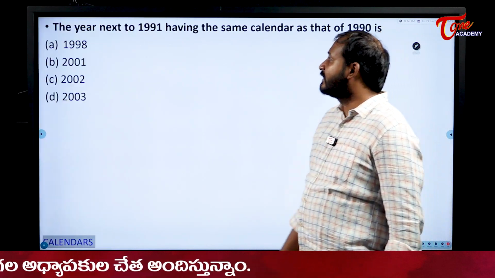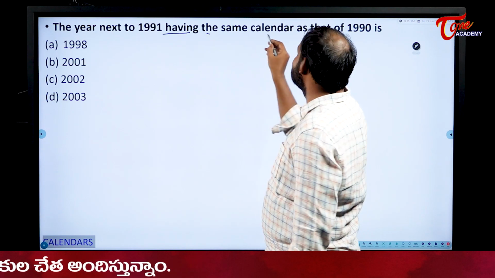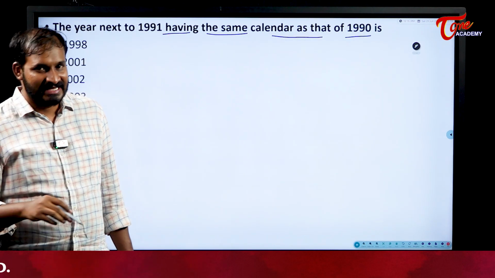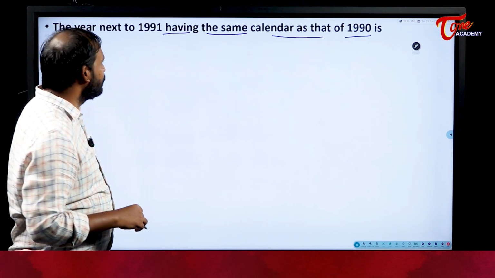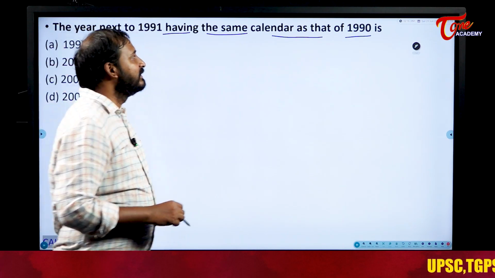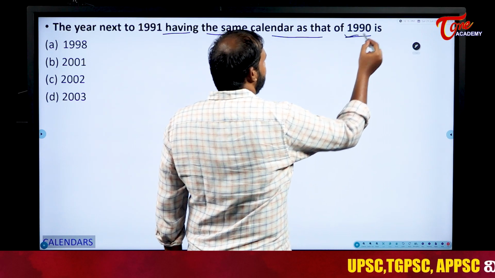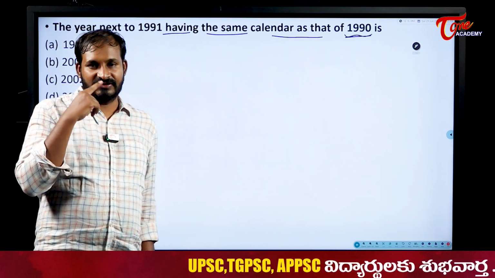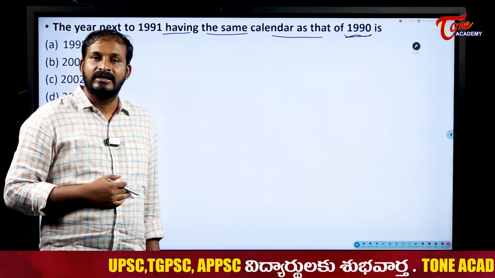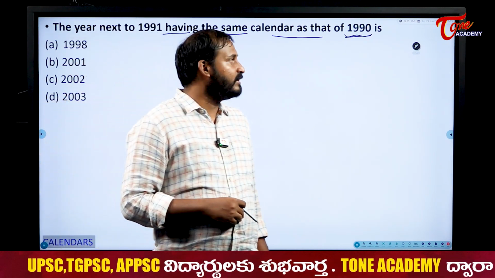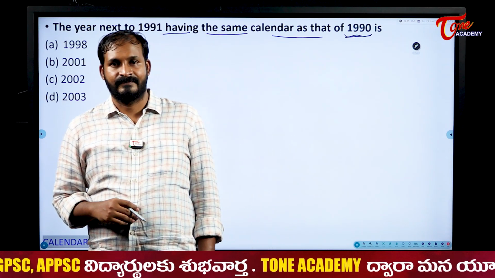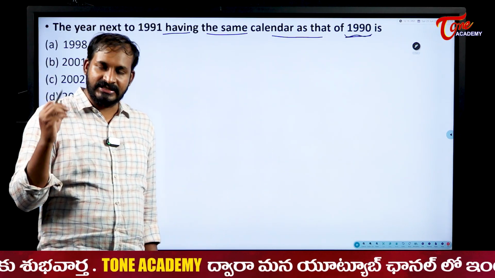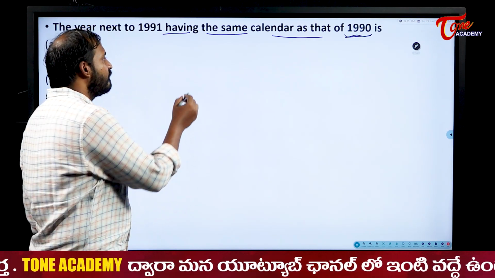Next one. The year next to 1991 having the same calendar as that of 1990 is... Yes, this is the trickiest part. I told you, right? I need to tell the year that has the same calendar as 1990. Actually, students, here our logic will work. Why? Very simple, 2000 is a leap year. Here we don't have any disturbance, actually speaking. But still, my suggestion is to solve it carefully.